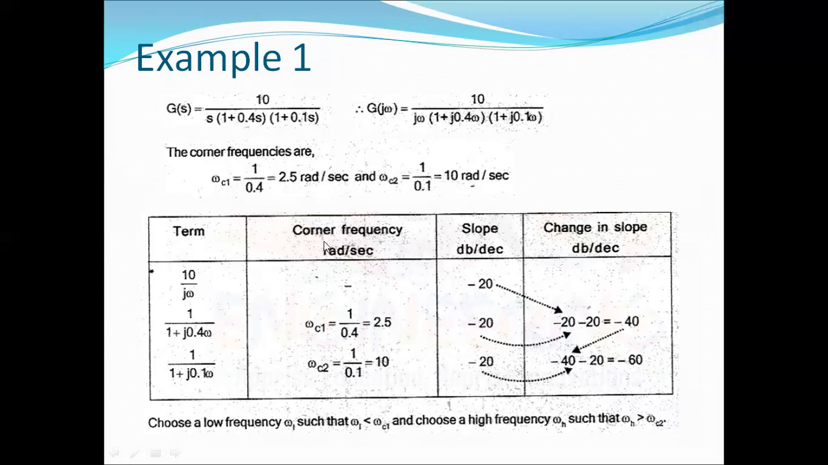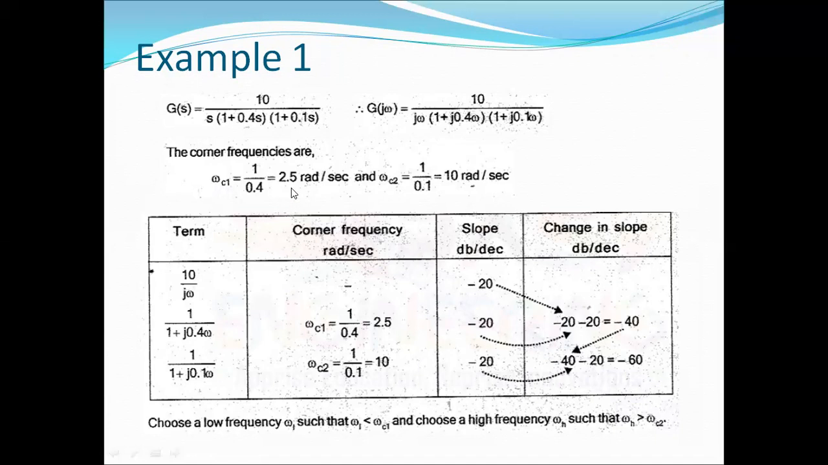in the increasing order of corner frequency, write the terms from the given g of s. First, write the poles or zeros at the origin as the first term. Here I have written the first term as 10 divided by j omega. It will not contribute any corner frequency, so put a hyphen. But it contributes a slope of minus 20 decibel per decade. And as this is the initial point, there is no change in slope.